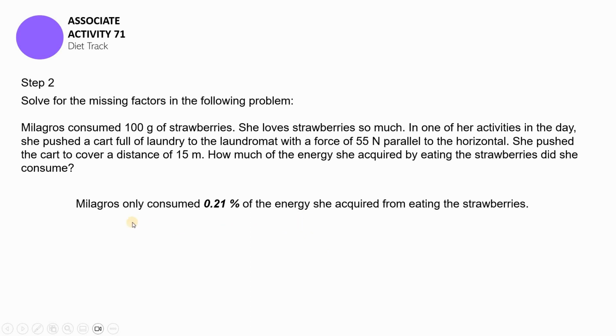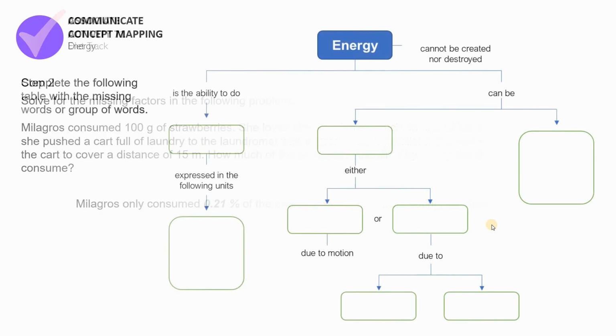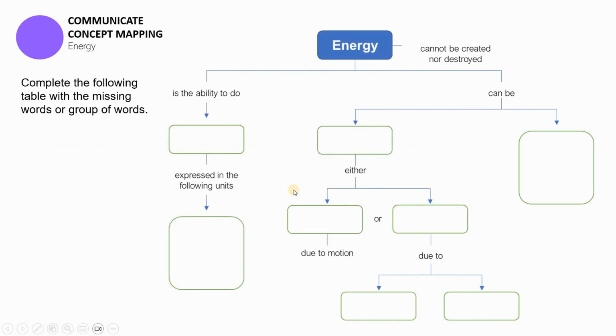Okay, the correct answer is Milagros only consumed around 0.21% of the energy she acquired from eating the strawberries. Alright, that ends this part of the session, Associate Activity 71, Diet Track. Let us now proceed with the following concept mapping. For you to do this, I think you're gonna need a whole sheet of paper or a 1/2 crosswise. Complete the following table with the missing words or group of words.